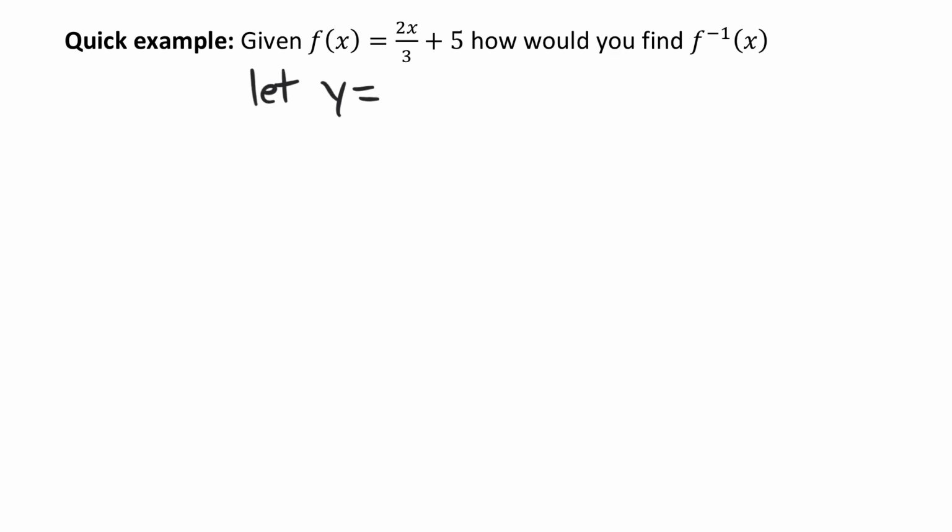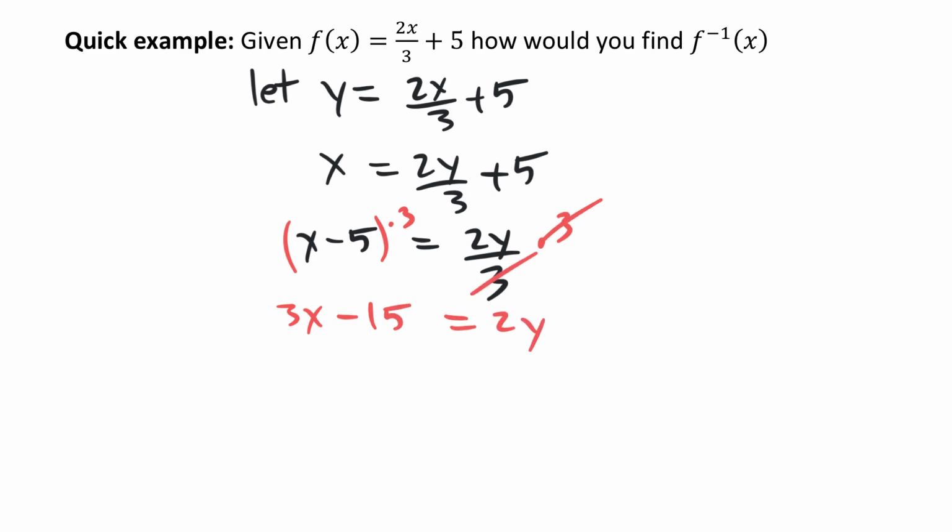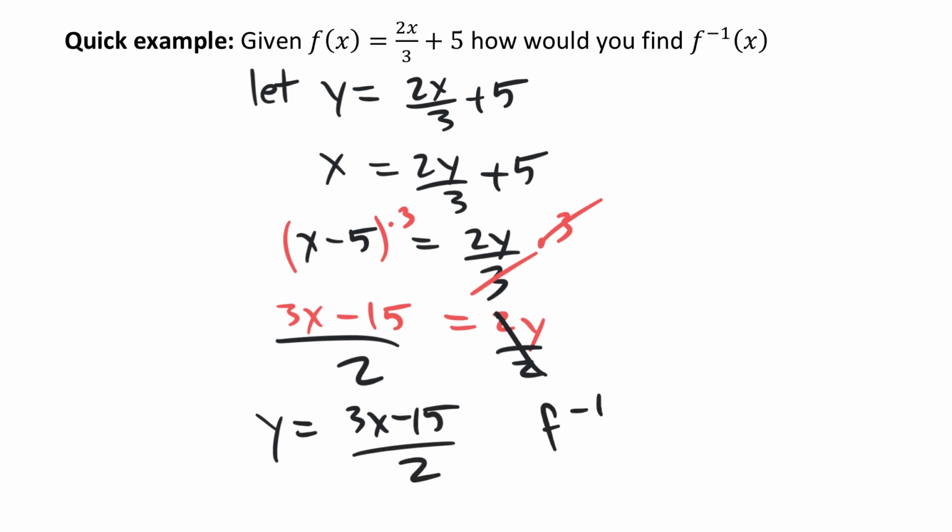All right, let y equal 2x over 3 plus 5. Swap x and y. Move the 5 over. Now this gets a bit trickier with the 3, because you have to multiply the 3 to both the x and the 5. So this will be 3x minus 15 equals 2y. And then we divide by 2, and you make sure you write the whole thing over 2. So that gives us y equals (3x minus 15) over 2. And so it's nice to write your final answer as f inverse. So f inverse of x equals (3x minus 15) over 2.